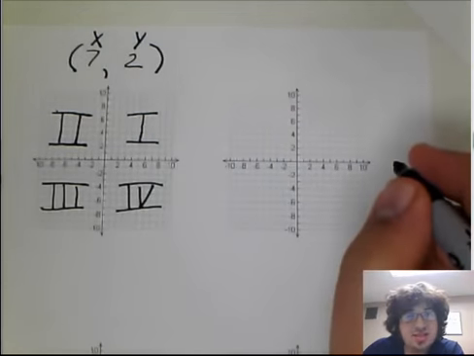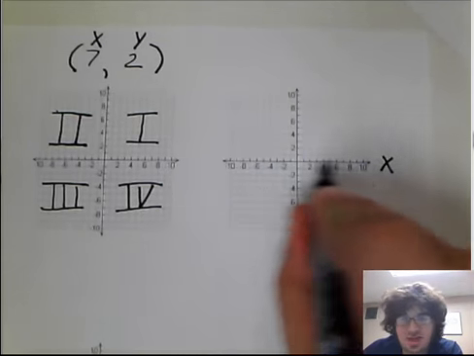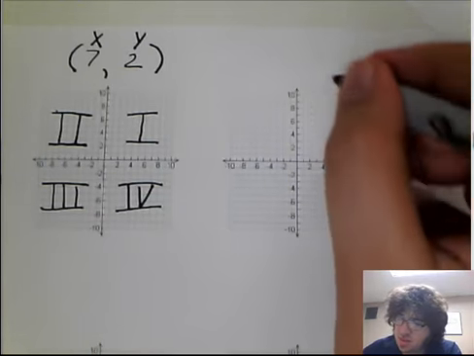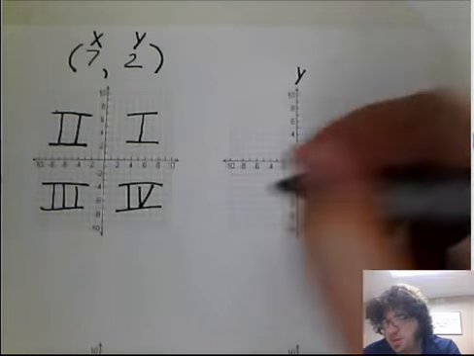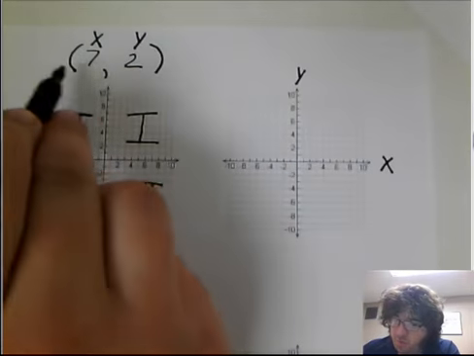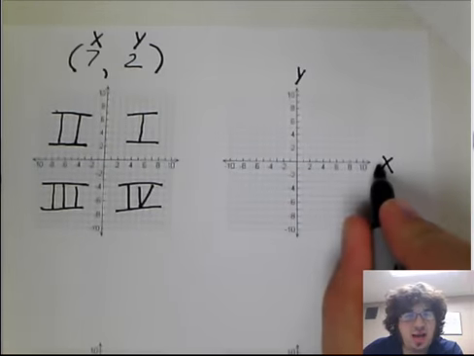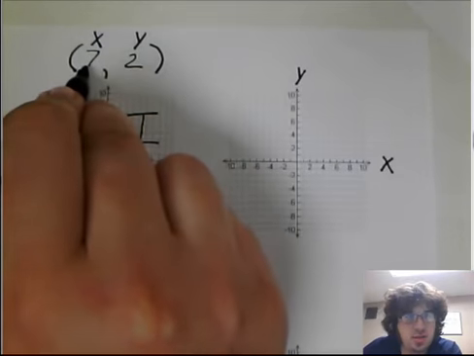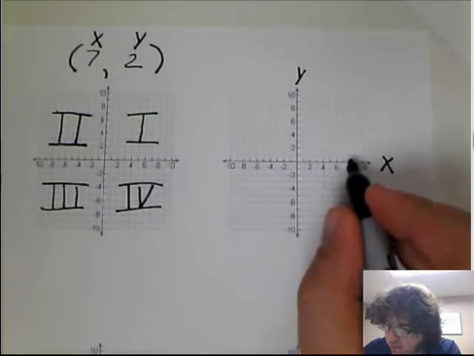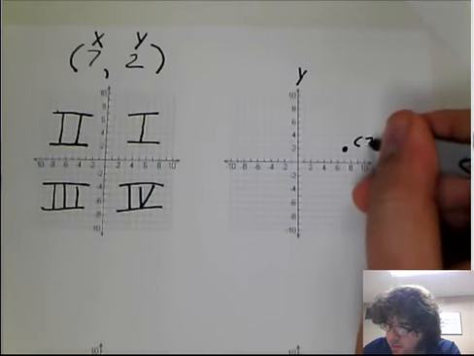Okay, so our x-axis is going to be this one. It's going to be the horizontal axis. And our y is always going to be the vertical one. So for (7, 2), I first need to go 7 along the x-axis in the positive direction, because 7 right here is positive. I'm going to go 7 over, and then I go 2 up. So there's my point, (7, 2).